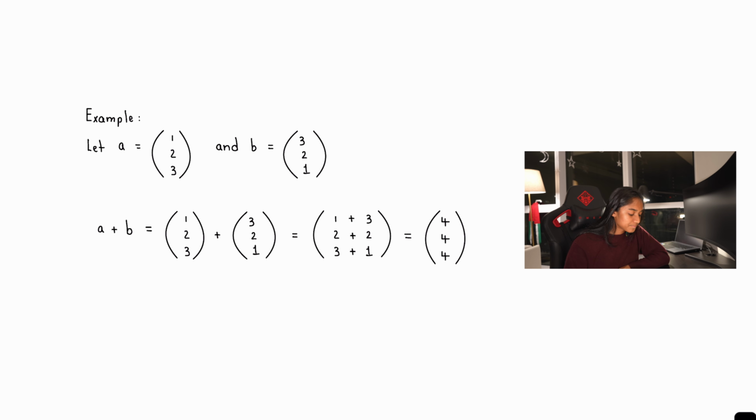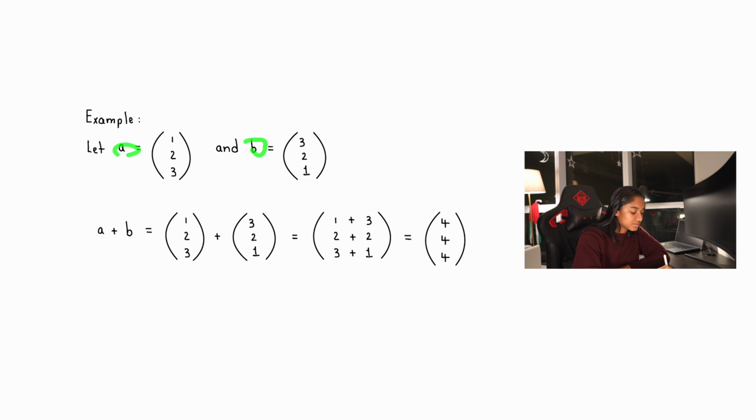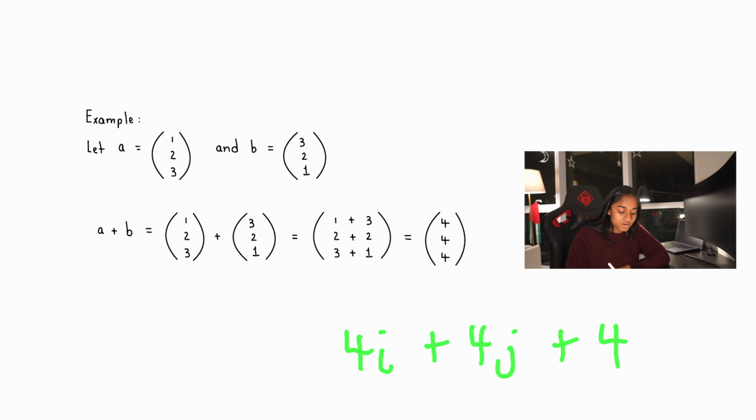So let's look at this example. We have A and B. A is 1, 2, 3, and B is 3, 2, 1. What we're going to do is write them next to each other, put the addition sign, and then look at the corresponding components. Then we're going to add them together. It's very simple. So 3 plus 1 is 4. 2 plus 2 is 4. 3 plus 1 is also 4. So the answer to this question is 4, 4, 4. And how can we write this in the unit vector form? We would have 4i plus 4j plus 4k. All right? So that's how we add vectors.